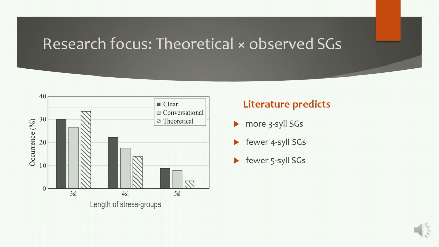Now we're getting to our research focus, the difference between the theoretical predictions and what we observed in our material. Here we have a picture of 3-syllable stress groups, 4-syllable stress groups, and 5-syllable stress groups. And we can see the striped column is the theoretical prediction that literature predicts more 3-syllable stress groups and fewer 4-syllable and 5-syllable stress groups.